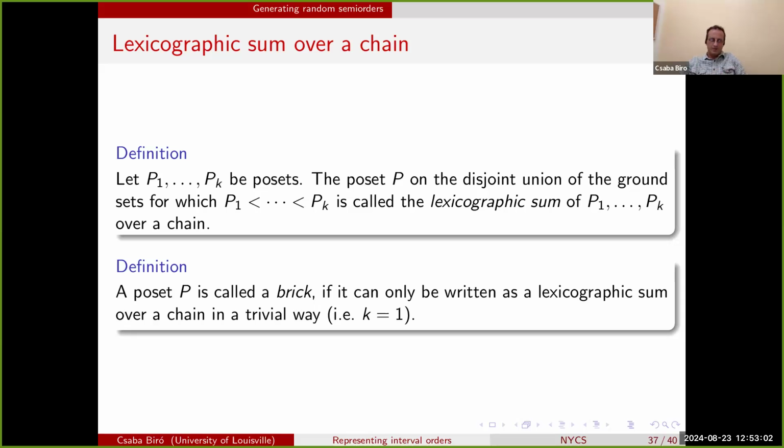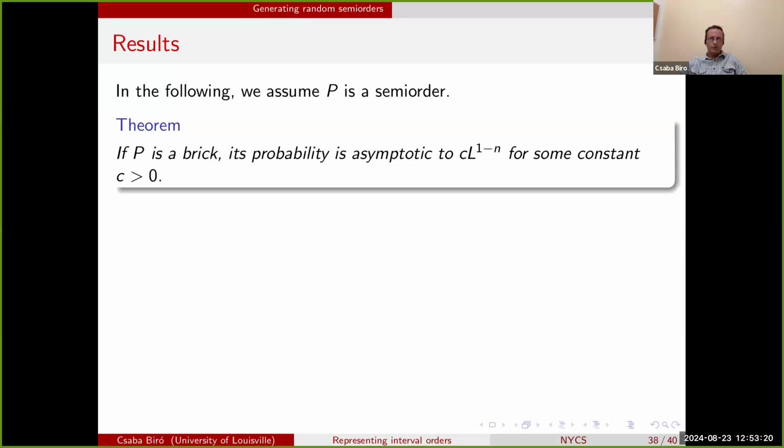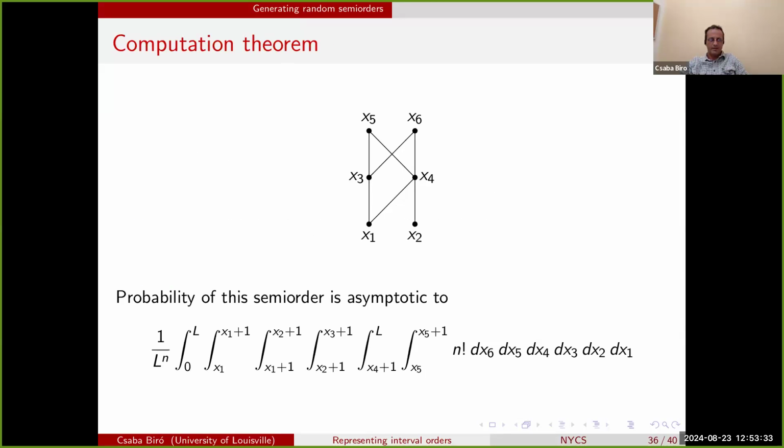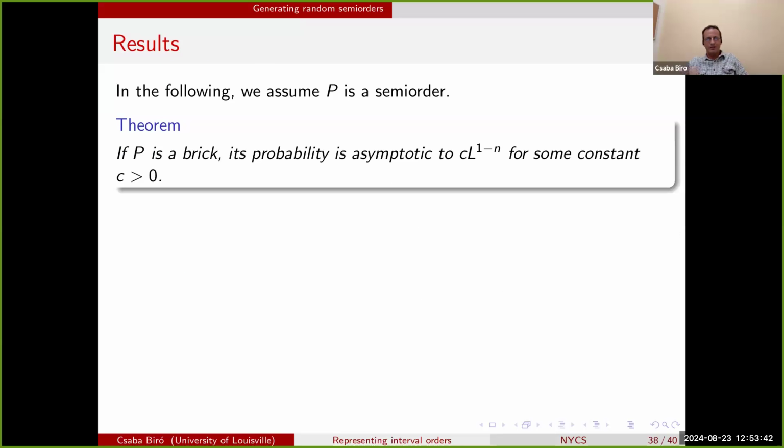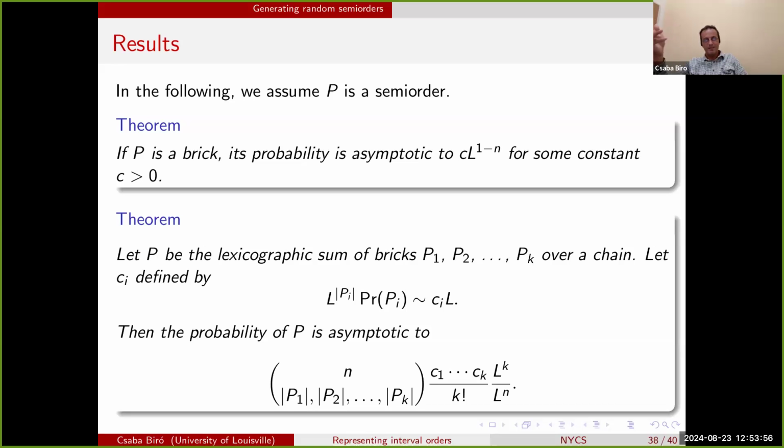And if a poset cannot be decomposed in a non-trivial way into a lexicographic sum, then we call it a brick. So the only decomposition a brick has is just the single poset itself, right? K equals 1. So first of all, we know that the probability of a brick is going to be asymptotic to c times 1 over L to the n minus 1, for some constant c. And this is basically saying that if I go back to that integral for a second, because here we're dividing by 1 over L to the n at the beginning, this means that after that division, this is a linear function of L. So that's one theorem. And another theorem is that once you know the probabilities or the asymptotics for the bricks exactly, we can actually tell what the asymptotics of the poset is. So these are the two main things that are proven so far.